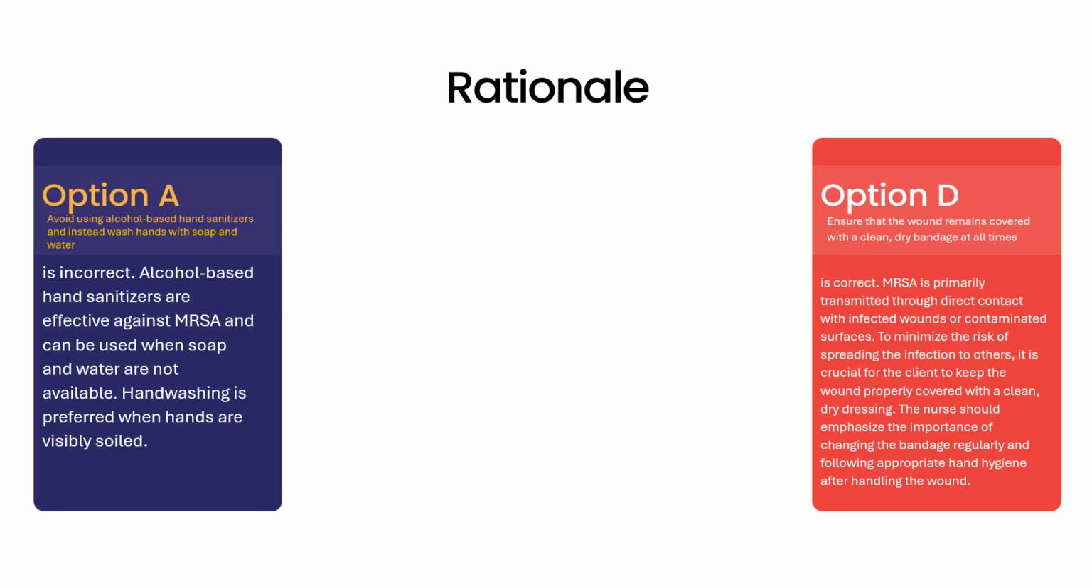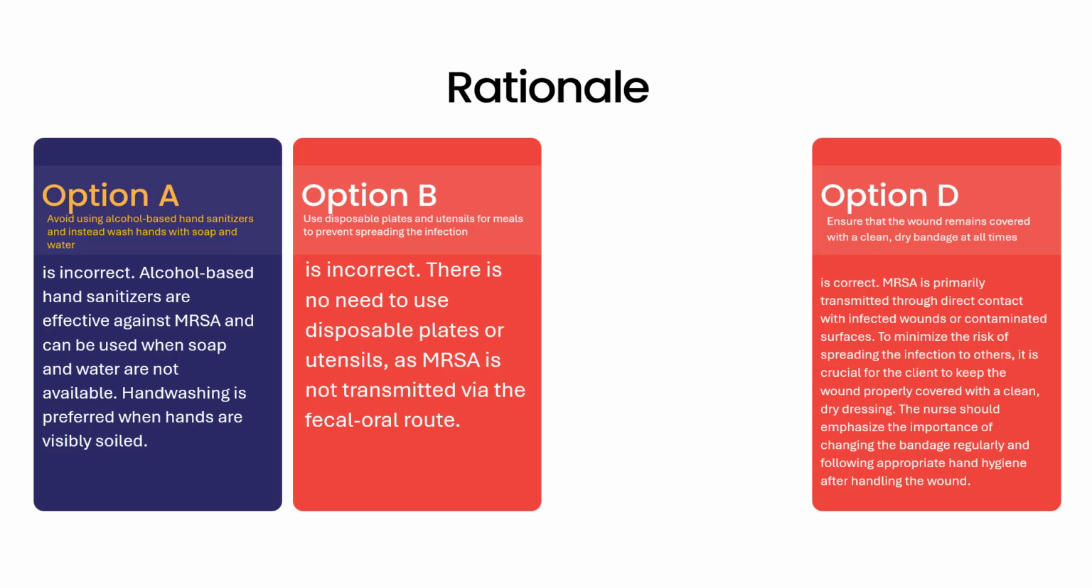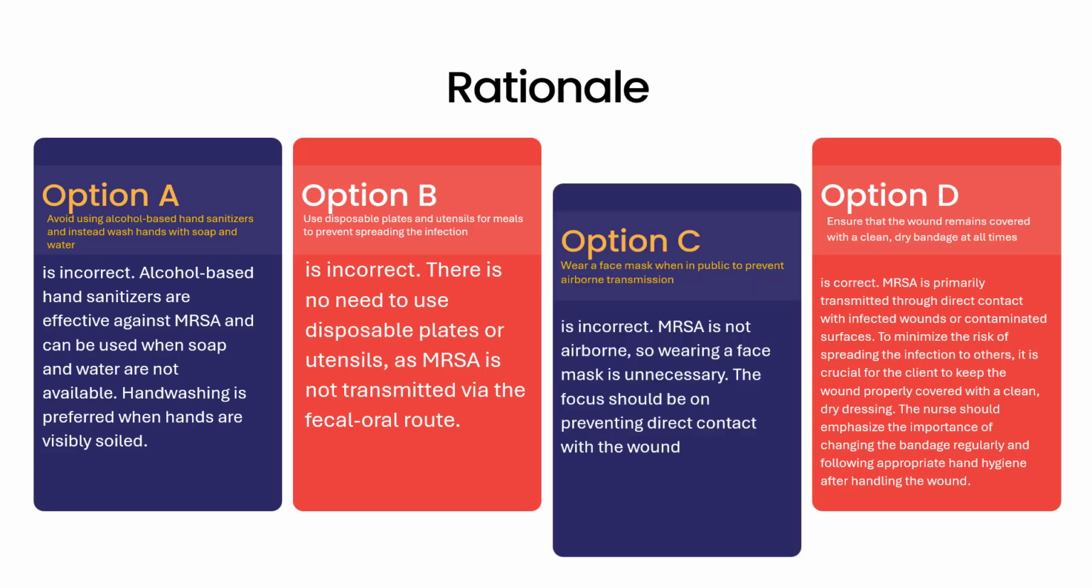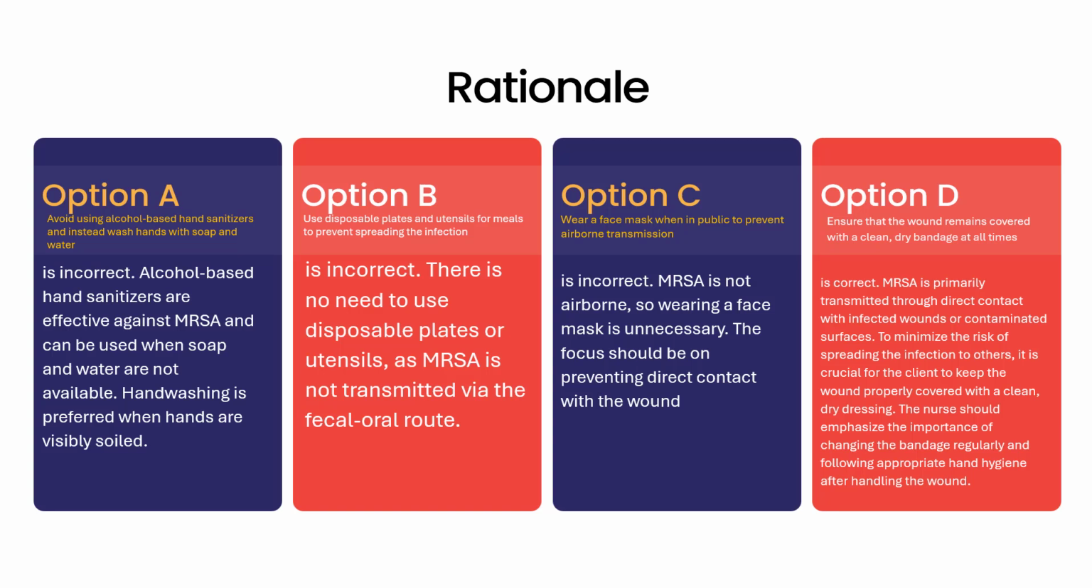A is incorrect. Alcohol-based hand sanitizers are effective against methicillin-resistant Staphylococcus aureus and can be used when soap and water are not available. Hand washing is preferred when hands are visibly soiled. B is incorrect. There is no need to use disposable plates or utensils, as methicillin-resistant Staphylococcus aureus is not transmitted via the fecal-oral route. C is incorrect. Methicillin-resistant Staphylococcus aureus is not airborne, so wearing a face mask is unnecessary. The focus should be on preventing direct contact with the wound.